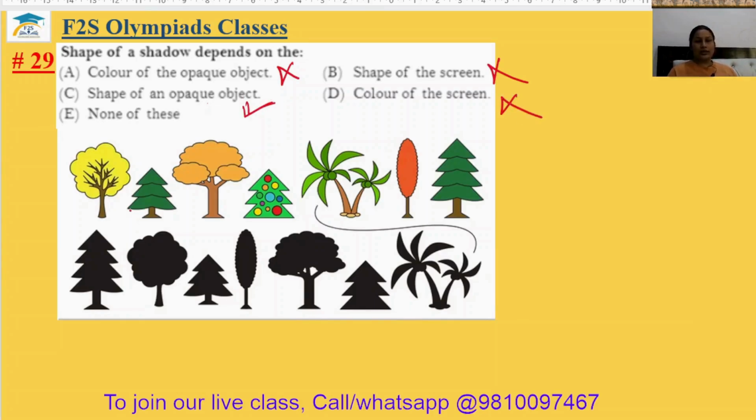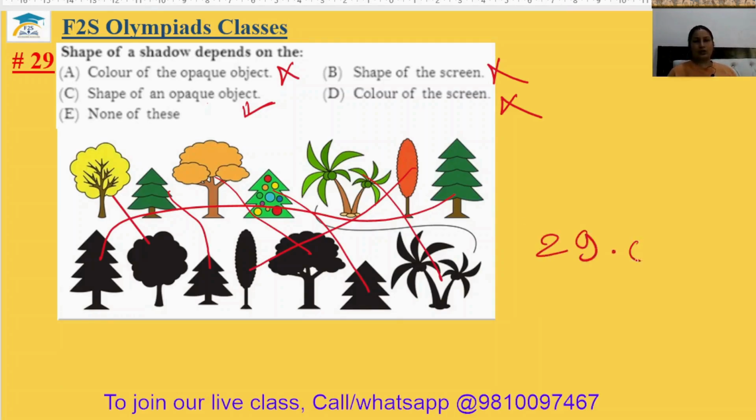No. Like here you can see this is its shadow, this is their shadow. You can see the color is not impacting the shape of the shadow. Okay. So 29th answer is option C.